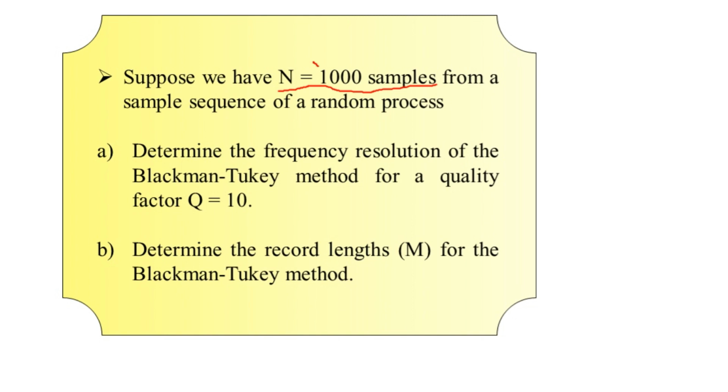Now for this given data we have to determine the frequency resolution that can be simply denoted by delta F here. So delta F is the frequency resolution, and in terms of radians you would compute delta omega. For the determination of the frequency resolution, another value is also given, the quality factor represented Q is equal to 10 here. So this will be part A, and in part B we require to determine the record length denoted capital M for the Blackman-Tukey method here.